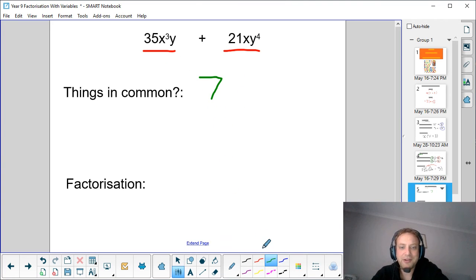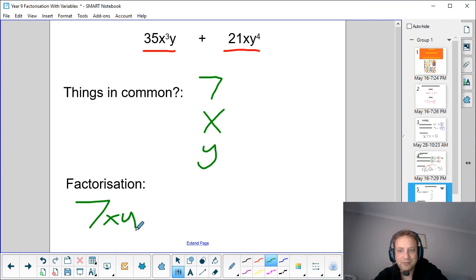Let's look at what they both have in common in terms of their letters. This one has 3 lots of x, x times x times x. This one has just 1. We can only write down what they have in common, what they both have. So they both have at least 1x, right? This one has more, but they both have 1 at the very least. And same thing with y. This one has y times y times y times y, so there are 4 y's being multiplied as factors. It's y to the power of 4, but this one just has 1. So the smallest amount they both have is 1. That means my factor that I'm going to factorize is 7xy, because that's what they both have.